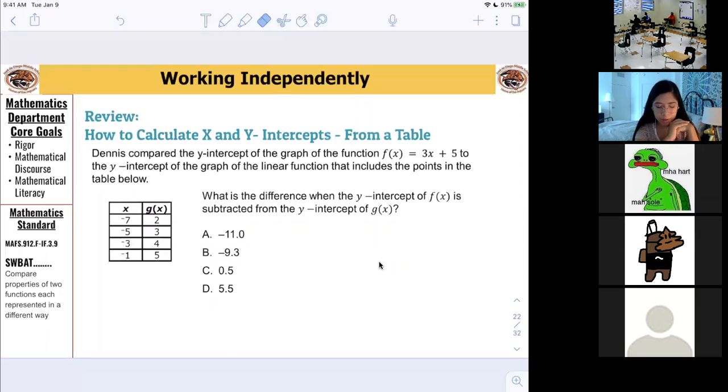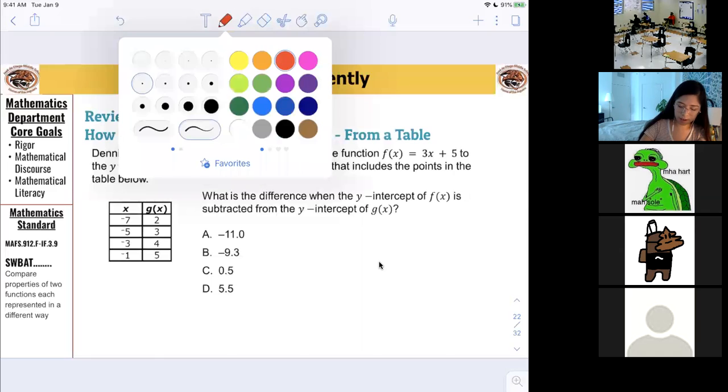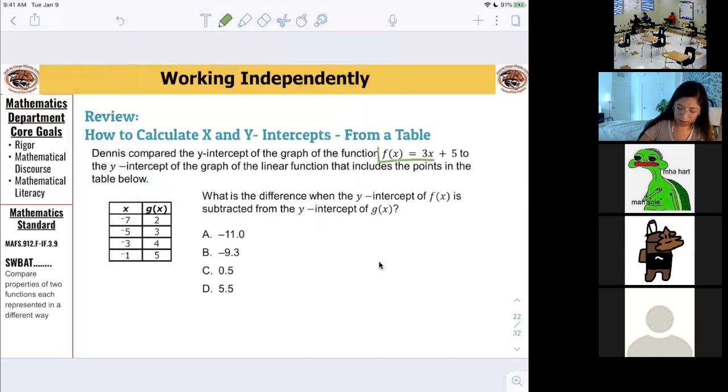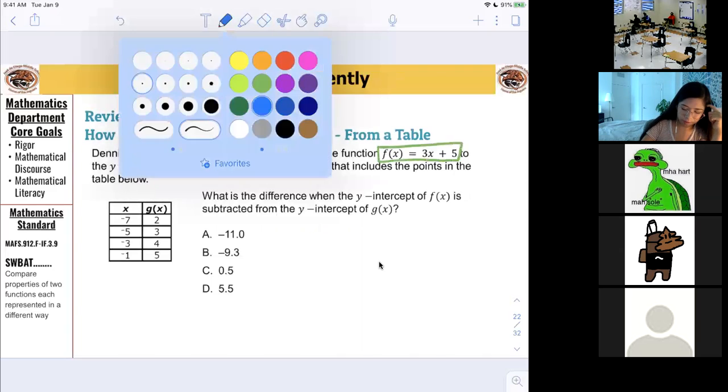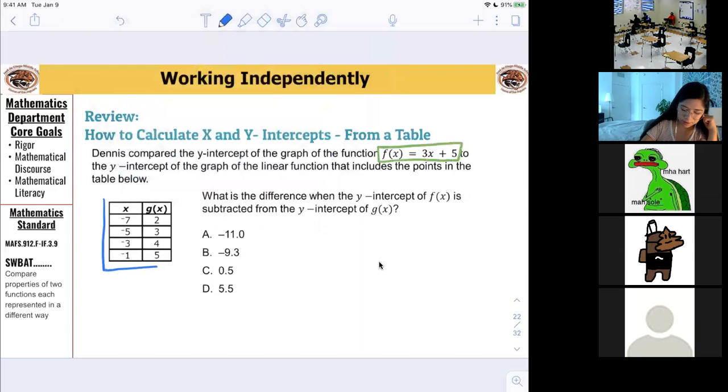Awesome. So I have two functions. I have f of x, which is given to me as an equation. So that's f of x. And then I have g of x, which is this table. In this case, we're going to be comparing the y-intercepts. So we're going to figure out the y-intercept for both of them, and then you're going to need to find the difference between them to get your final answer.